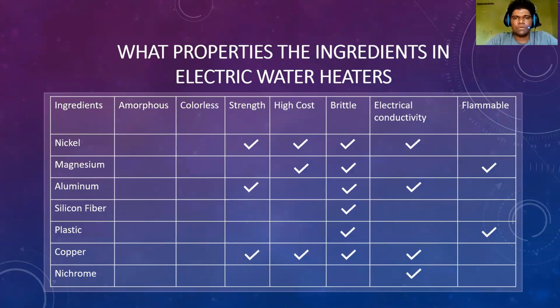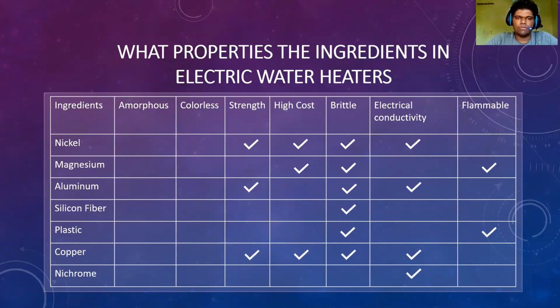I'm going to introduce to you the properties and the ingredients in electric water heaters. According to the diagram, to keep the product strong, we can use nickel, aluminium, and copper, and also they are high cost materials. Producers use brittle materials like nickel, magnesium, aluminium, silicon, fiber, plastic, and copper. There are some electrically conductive materials like nickel, aluminium, copper, and nichrome. And also flammable materials like magnesium and plastic are used to make this product.